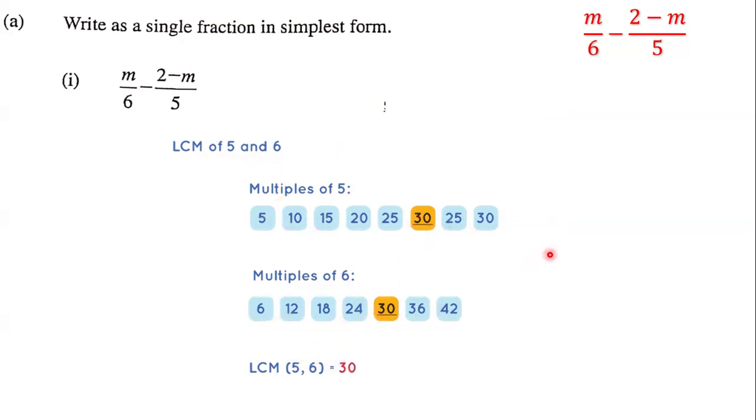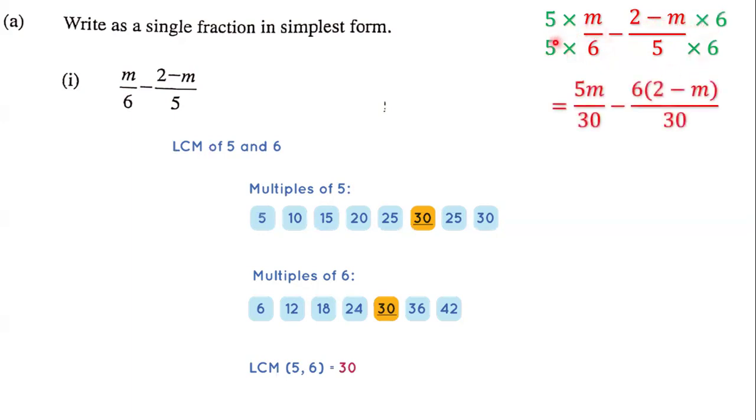And so we ask ourselves, okay, what times 6 gives us 30? Well, 6 times 5 is 30. Whatever we do to the bottom, we have to do to the top. So we say 5 times m. Next, we say, okay, what times 5 gives us 30? Well, 5 times 6 gives us 30. Whatever we do to the bottom, we must do to the top as well. And so we have 2 minus m multiplied by 6.